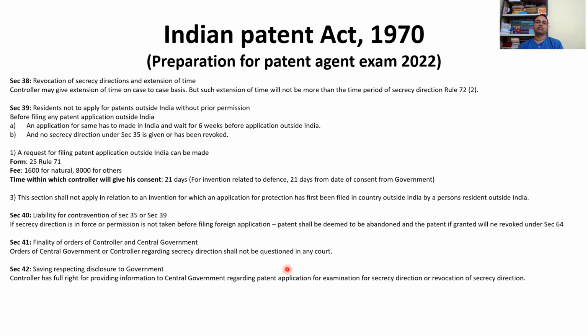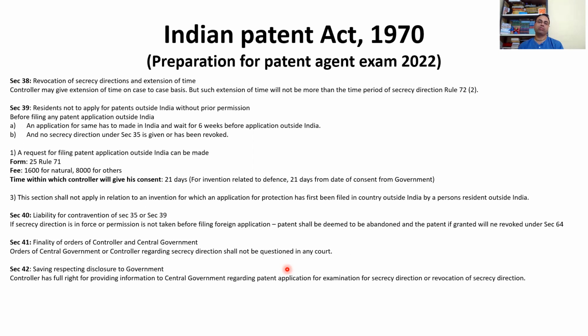Here also, Section 39 is a very favorite section, and it is being asked in interviews. Form 25 is also asked in Paper 2 discussion part, and Paper 1 objective type. You will see some questions on this time within which the controller will give his consent when applied for filing outside India, and Form 25 is: 30 days, 40 days, 21 days. So the answer is 21 days.